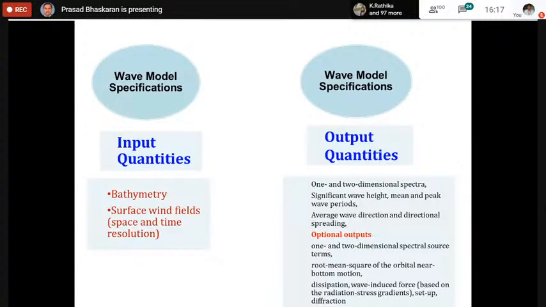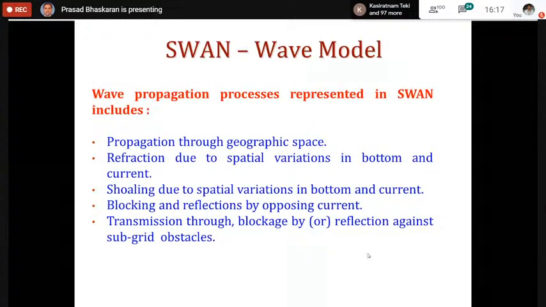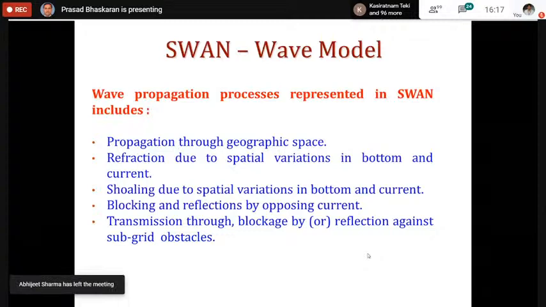So like this, you can get the information about the bathymetry and the wind field, and the output from the wave models can be one-dimensional spectra or two-dimensional spectra. You can get information about the significant wave height, wave period, and wave direction. So many parameters. I will not go into more detail because this is available on the net. So I will skip this information.